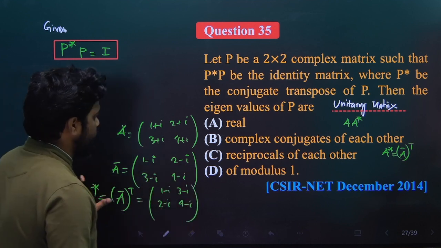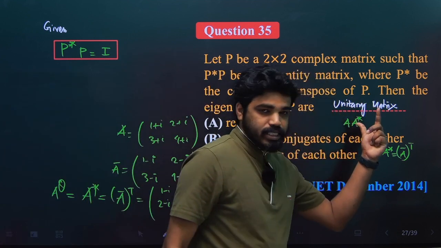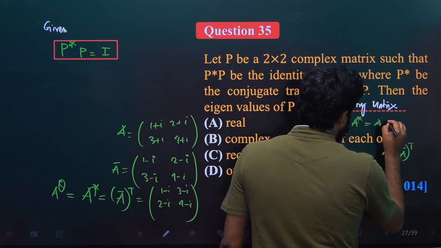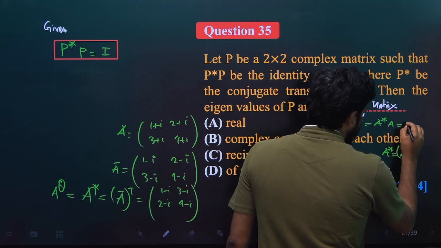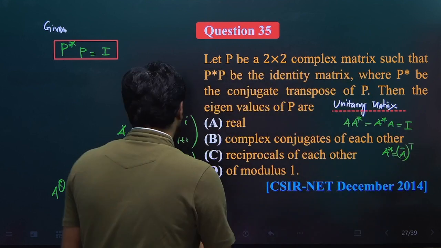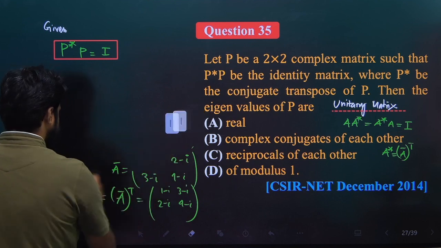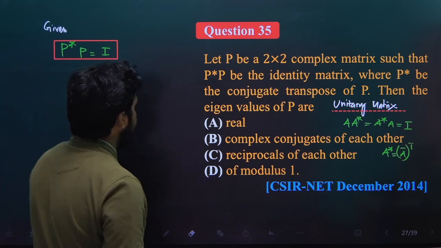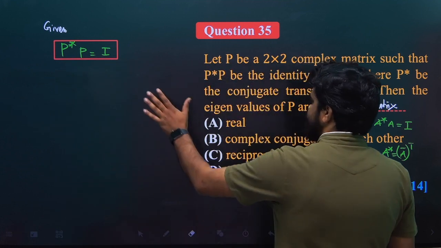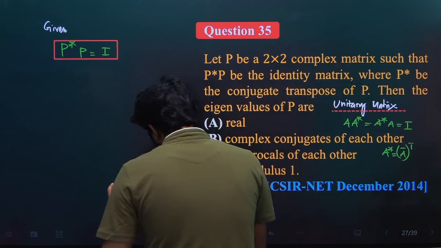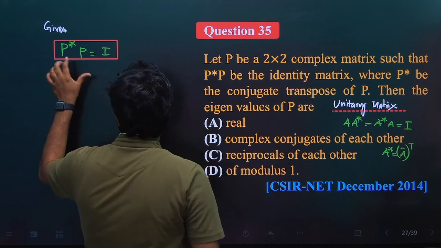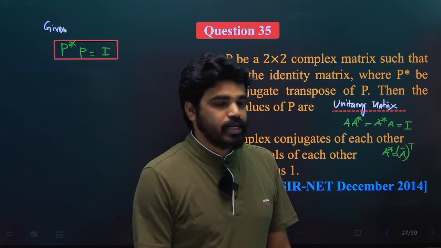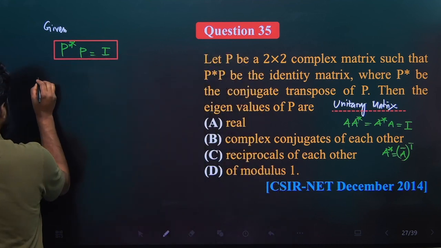Okay, so this is the concept of conjugate transpose. A matrix A is said to be a unitary matrix if A star A is equal to I. This is the definition of a unitary matrix. Here it is given that P star P is I. If we can prove that P star is equal to P inverse, then we conclude that P is a unitary matrix.